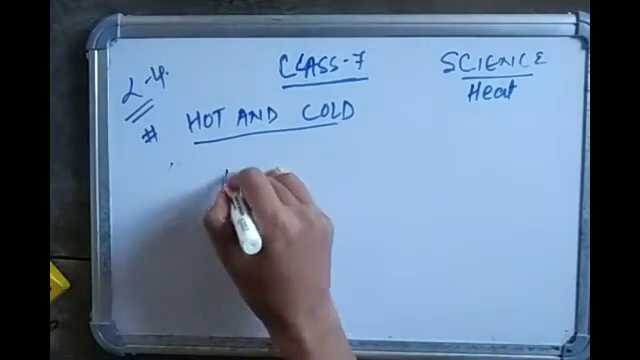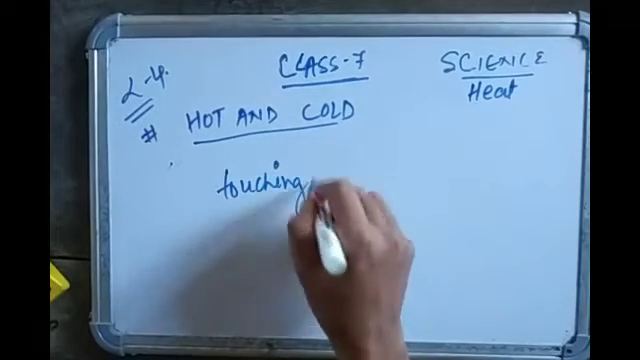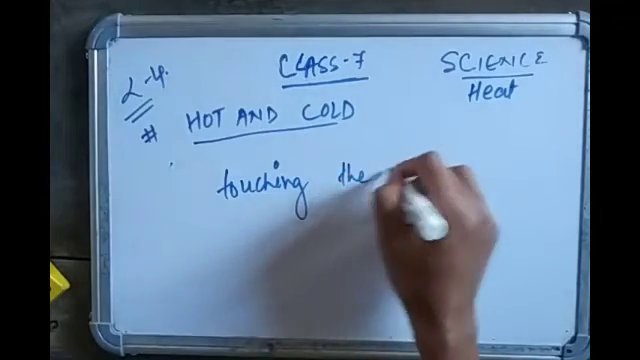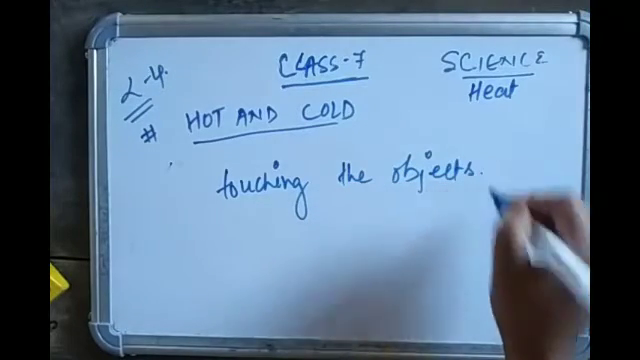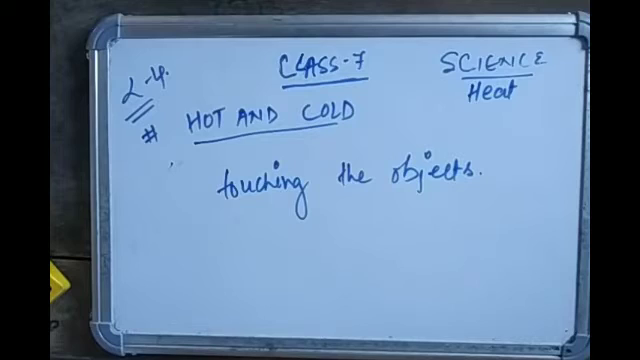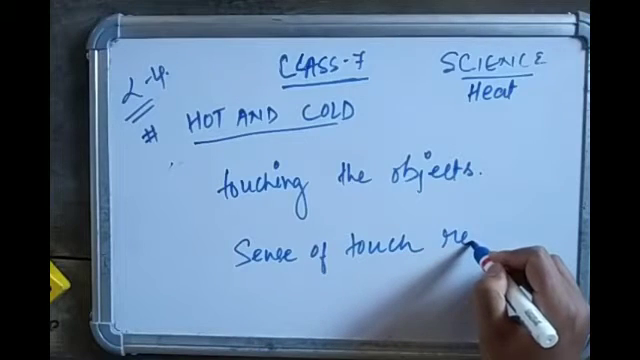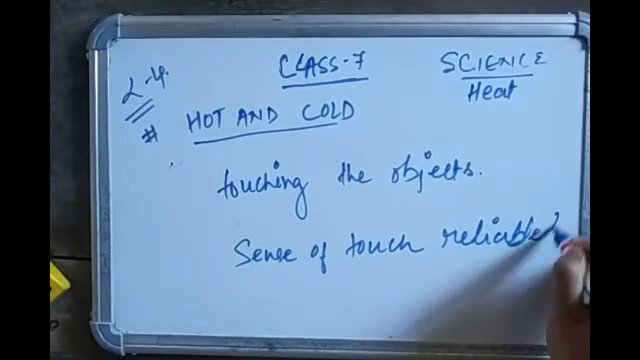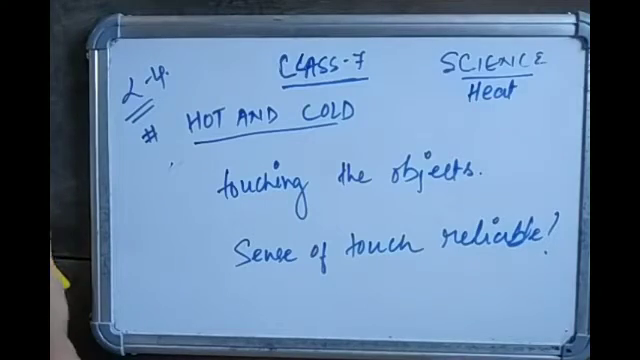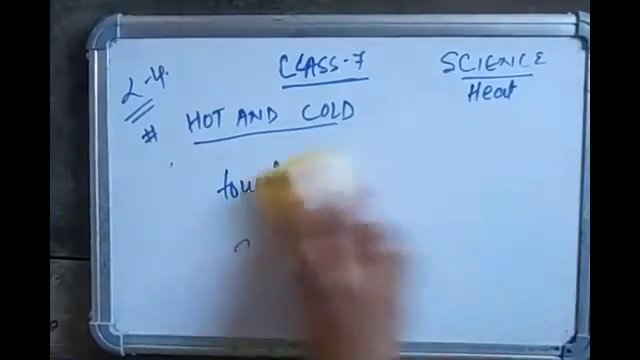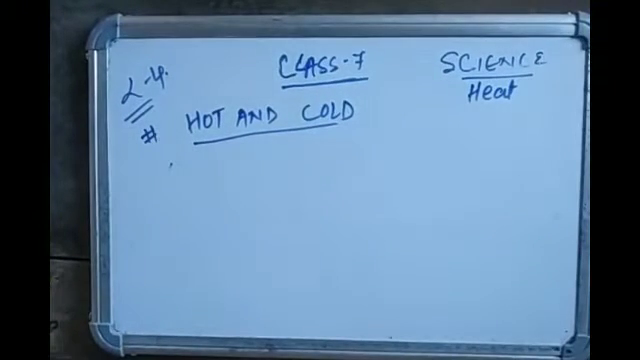We often do it by touching the objects. So one object is hotter than others. How do we decide which object is hotter than the other? We often do it by touching the objects. But the question is, is our sense of touch reliable? So let's take an example to prove whether our sense of touch is reliable or not.